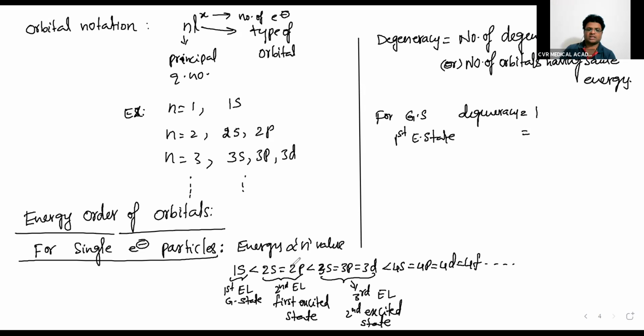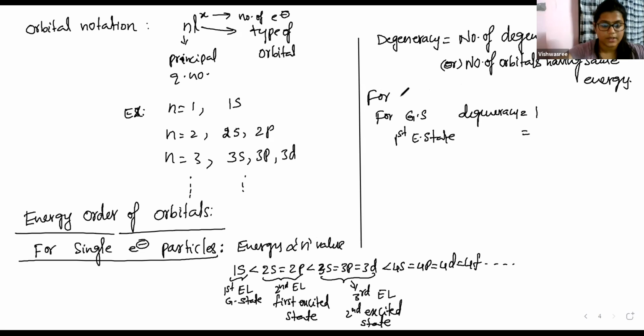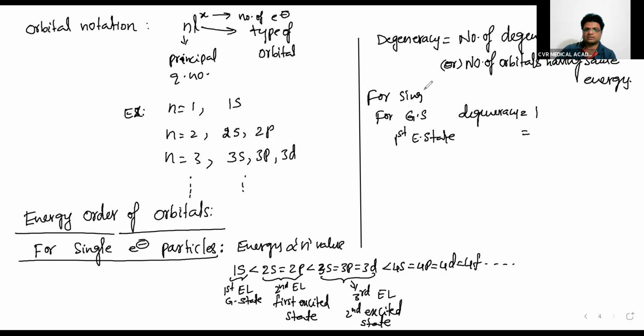How many orbitals are there in this? 2s and 2p together? 2p is one subshell. How many orbitals are there in it? Yes. Let me just give you in the form of a short formula. For single electron particles, degeneracy is equal to n square. Degeneracy is calculated directly with n square formula.